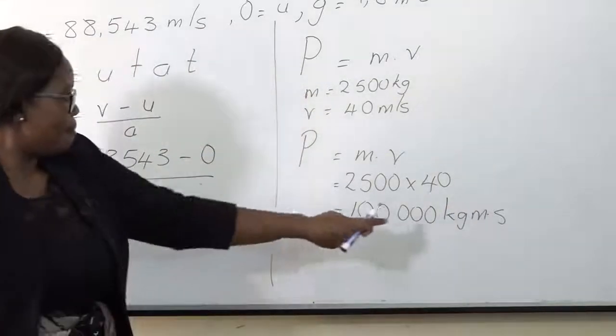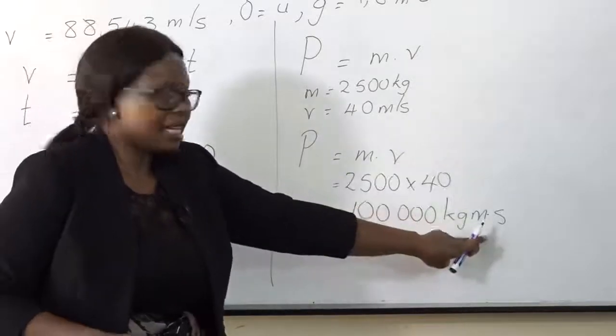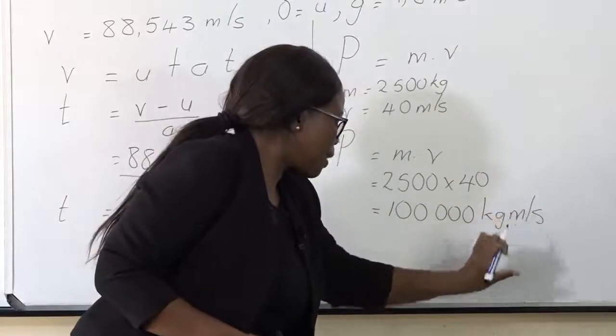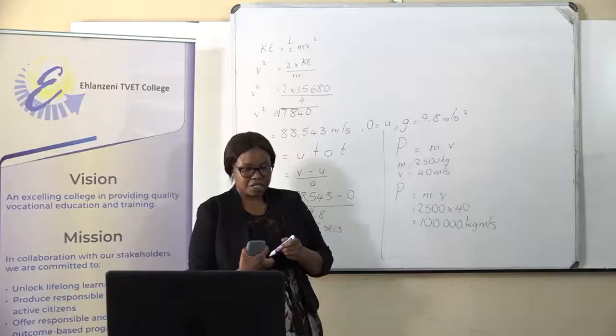Momentum is measured in kilograms meters per second, because mass is measured in kilograms and velocity is measured in meters per second. So this is our answer for momentum. This is our last question.